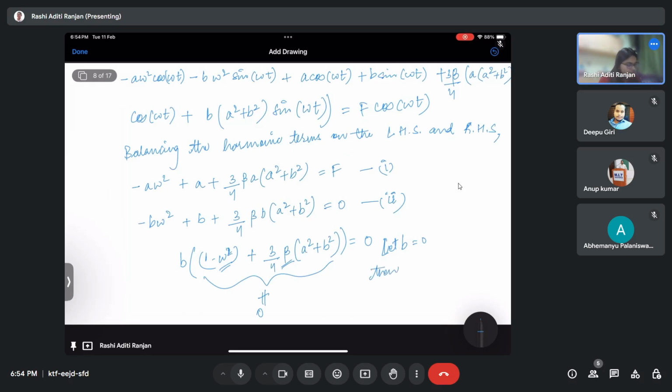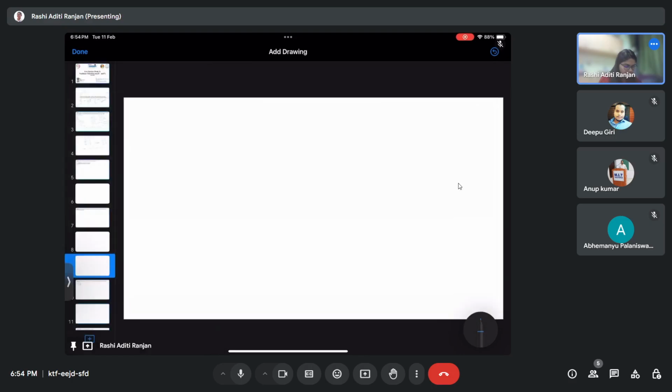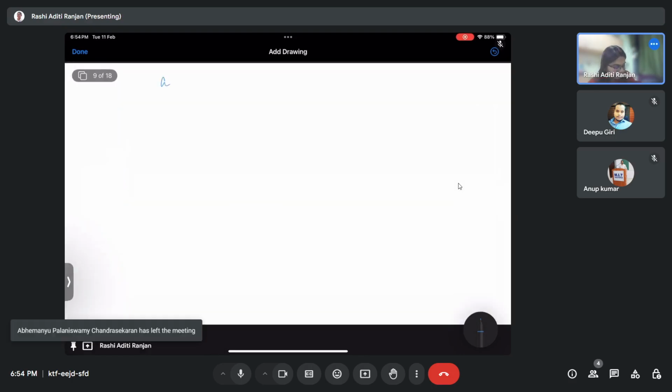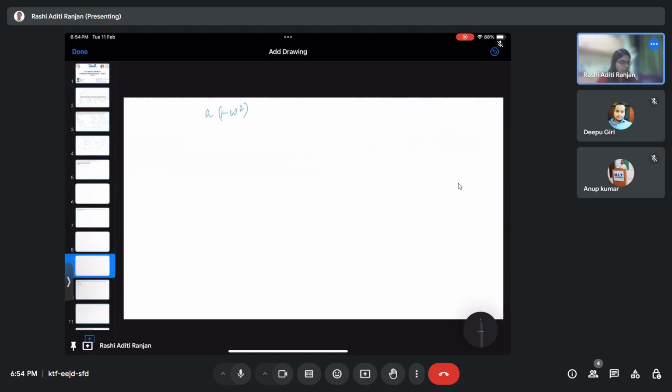Then, using equation 1, what will I get? I'll get a into 1 minus omega square, and b is 0. So we will have 3 by 4 beta a cube. We'll have plus 3 by 4 beta a cube is equals to f.